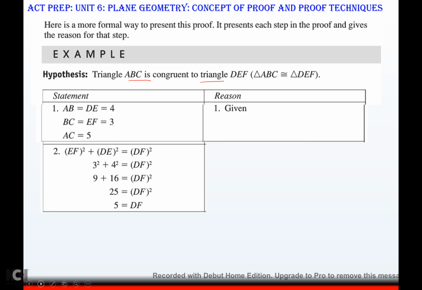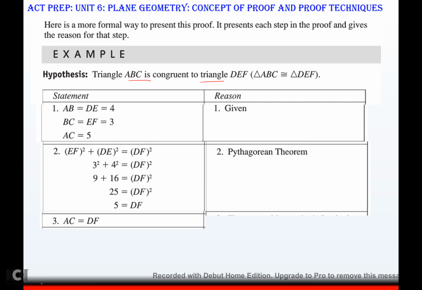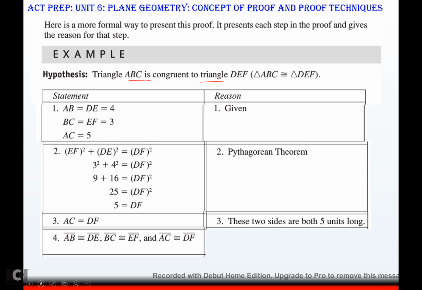So then I can say, by the Pythagorean theorem, just like I did before, but I'm putting it in this formal little box thing. So the next thing I did was try and find the side DF, which I proved by the Pythagorean theorem. And then I could say that AC equals DF. These two sides are both 5 units long. And so then I can say side, side, side.